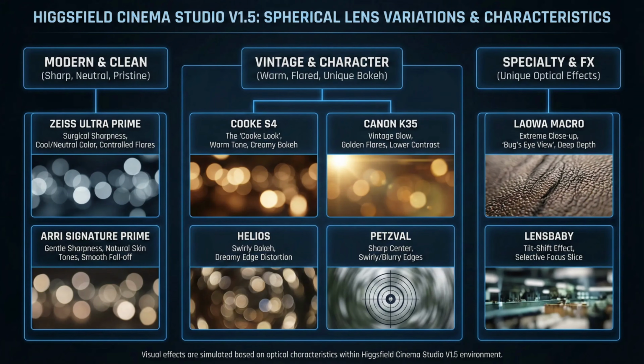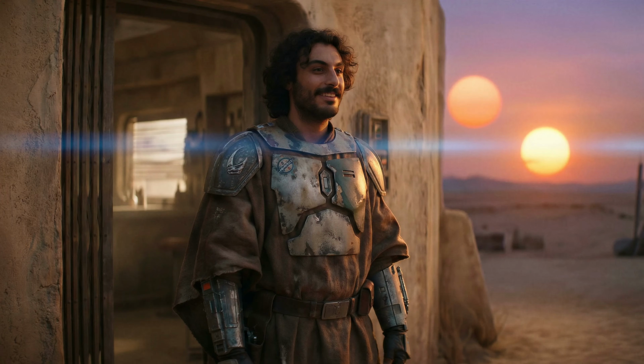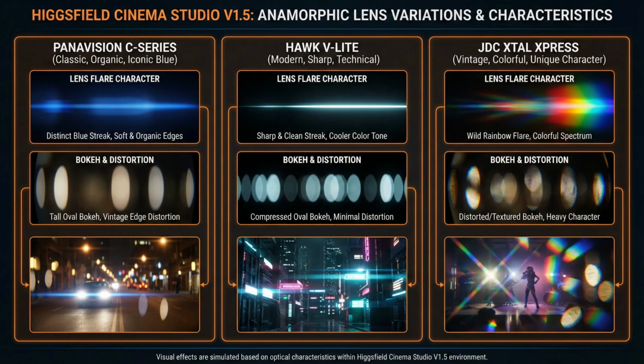For surreal moments, grab the Helios or Petzval. Their blur makes everything feel like a dream. So this is perfect for dreamy reality shots. Anamorphic lenses, on the other hand, give you that blockbuster feel with oval lights and cool flares. It's perfect for classic action. You can use Panavision C-series lens, and this will give you those iconic blue streaks. It screams like big budget movie.